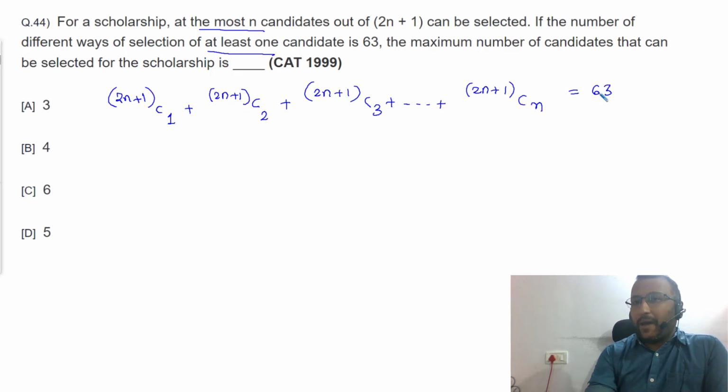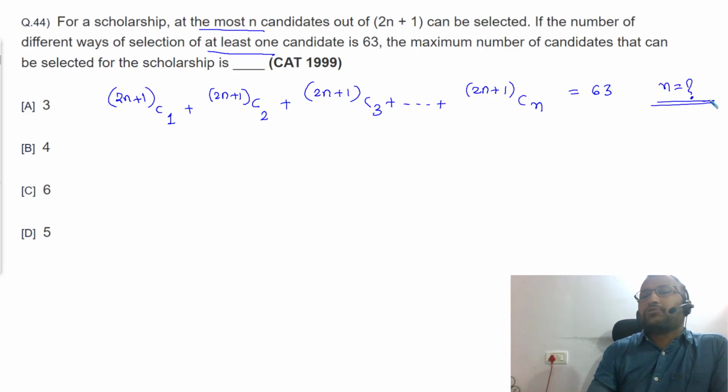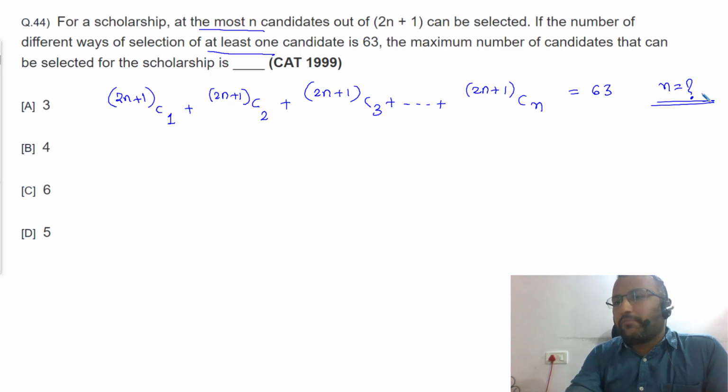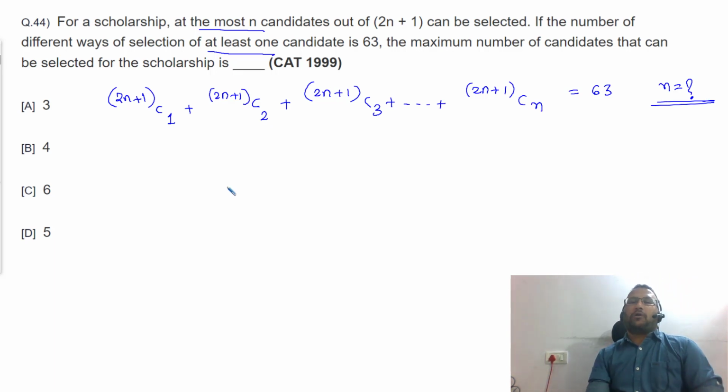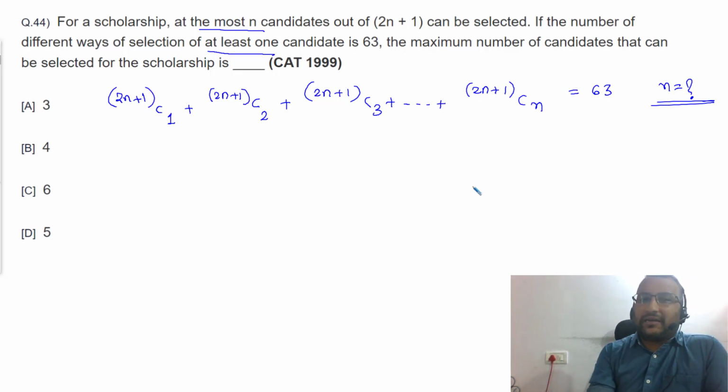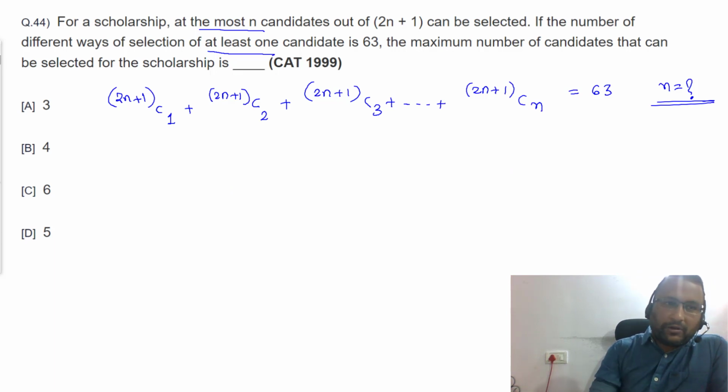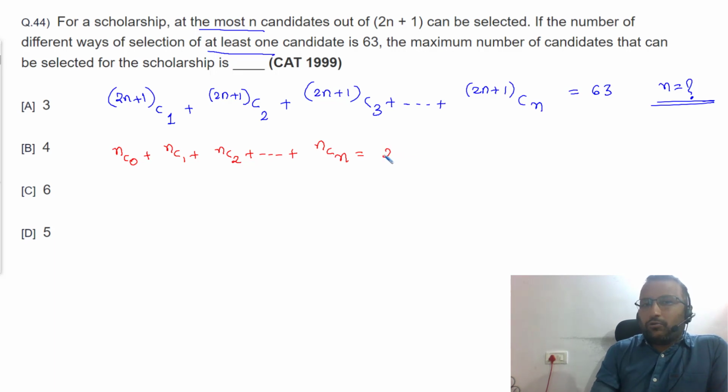Now the question is the maximum number of candidates that we can select. We need to find the value of n over here. Maximum we can choose n candidates out of 2n plus 1. So now we need to find the value of n. How can we find it? Let's have a look, everyone. Over here we need to take the help of a formula. Which formula am I talking about? nC0 plus nC1 plus nC2 till nCn. This addition is equal to how much? This addition is equal to 2 to the power n, everyone.